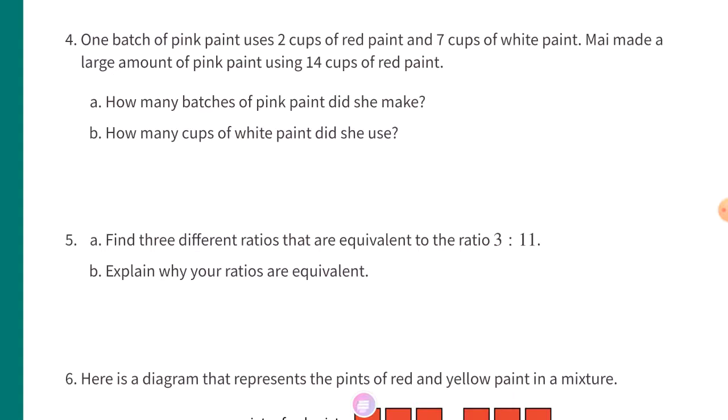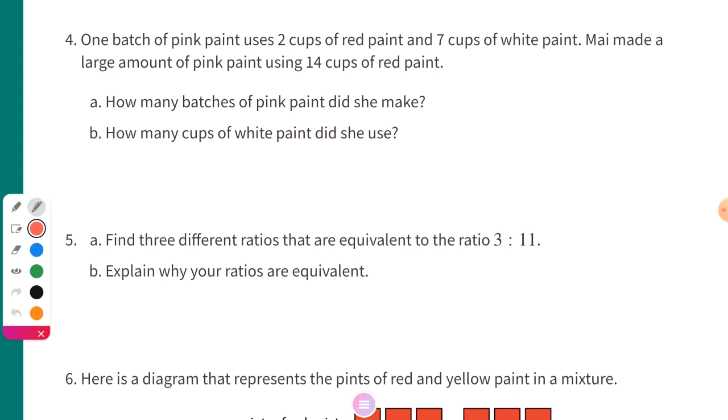So for this one, it tells us 1 batch of pink paint uses 2 cups of red paint and 7 cups of white paint. My made a large amount of pink paint by using 14 cups of red. My suggestion, if they don't tell you which strategy to use, equivalent ratios. Okay, if you have to show work, which do you have to show work? Always. Use equivalent ratios. So what ratio does it give me?